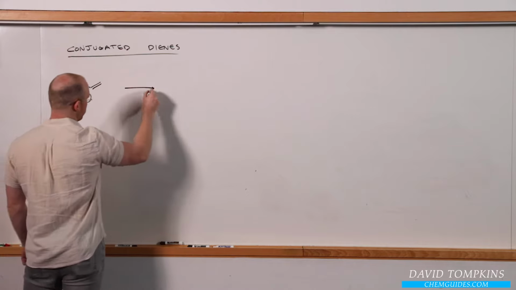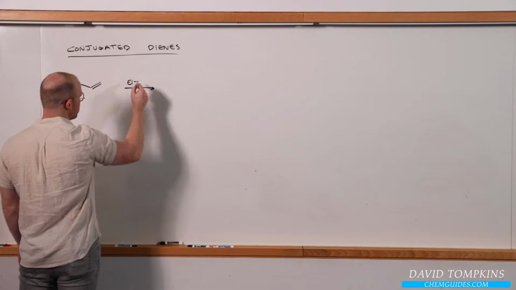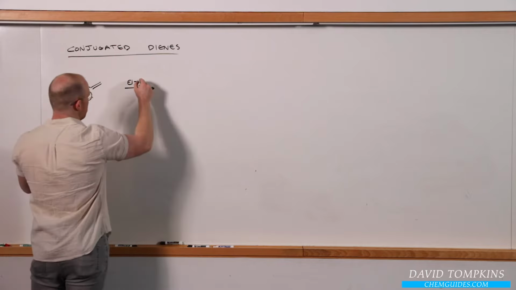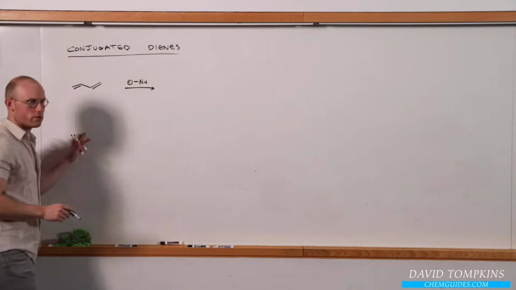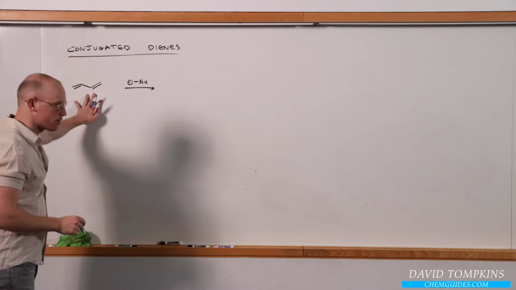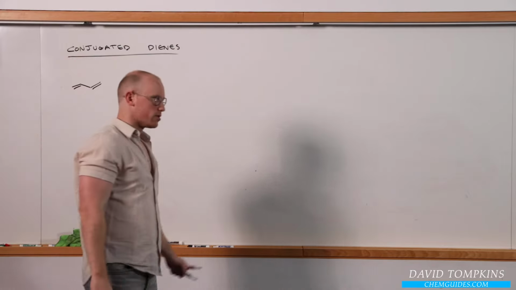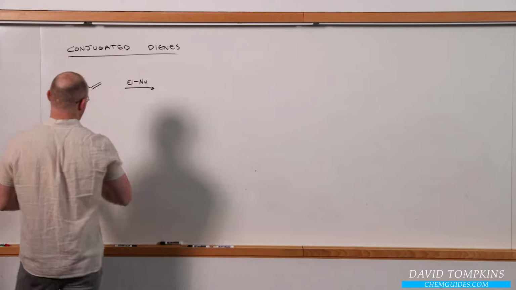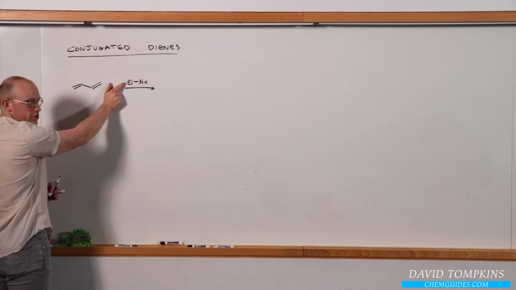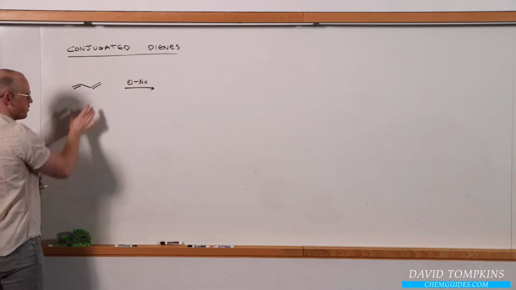So I want to start with a generic example where you have a reagent that has an electrophilic atom bound to a nucleophilic one. And we know that our alkene is a nucleophile. And therefore, the electrophilic end of this reagent will react first with said nucleophile.